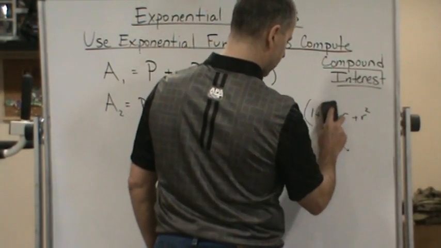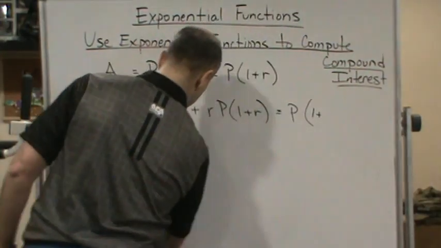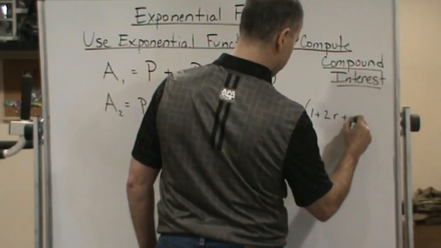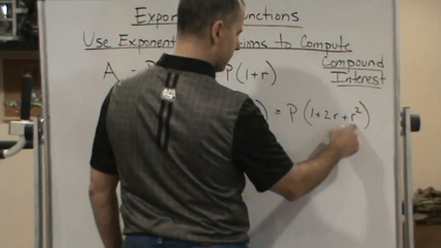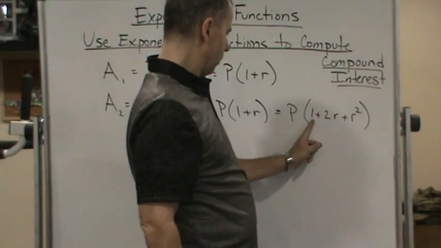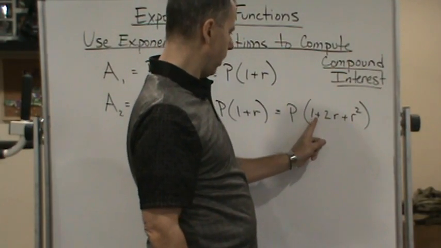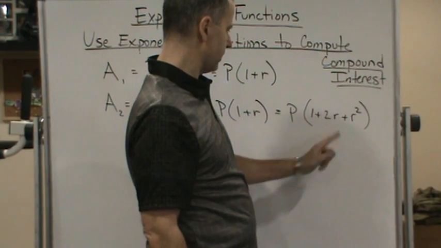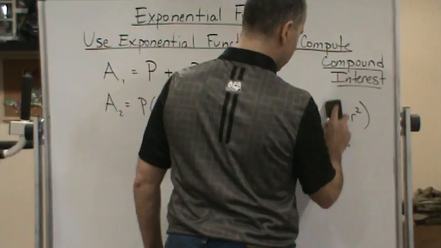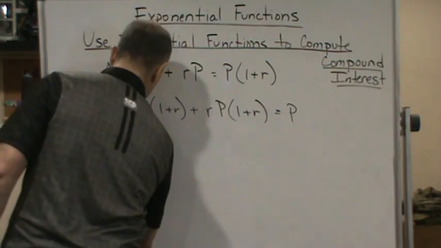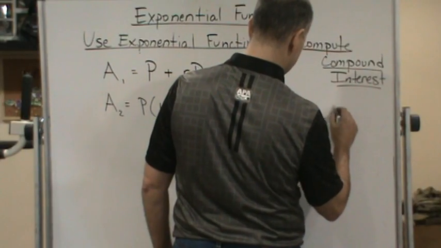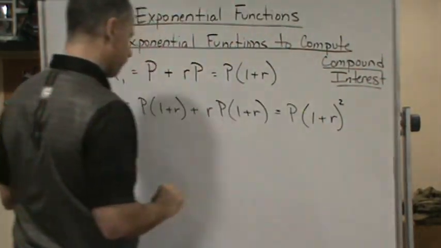But if I add the two R's, that's going to give me 2R. So that's going to be 1 plus 2R plus R squared. Well, this is factorable, right? 1 times 1 will give me 1, and if I add them, I get 2. So this will give me 1 plus R quantity squared. It's a perfect square. So it's going to be P times 1 plus R squared.